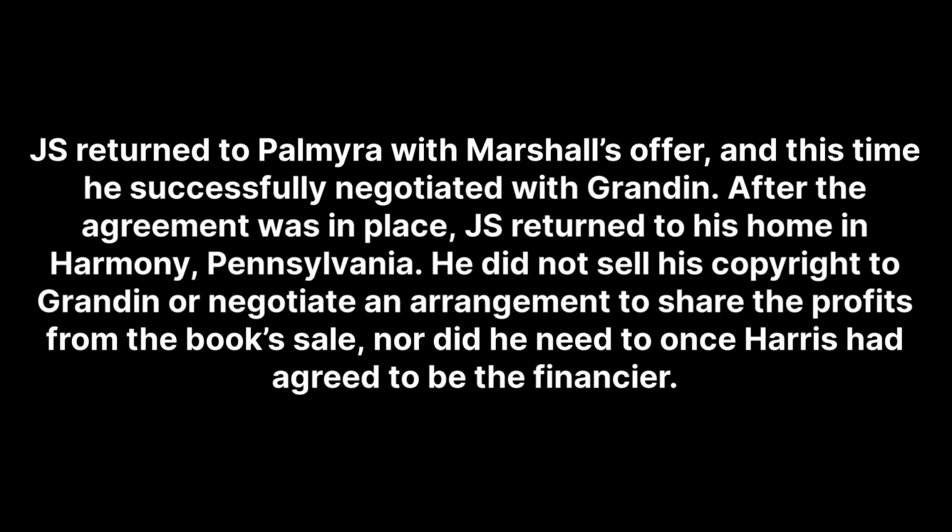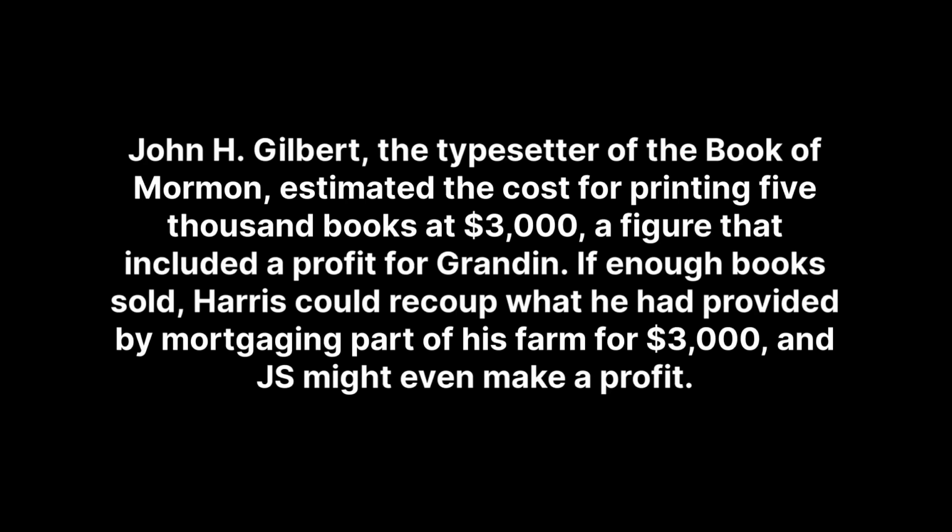He did not sell his copyright to Grandin or negotiate an agreement to share the profits from the book's sale, nor did he need to once Harris had agreed to be the financier. John H. Gilbert, the typesetter of the Book of Mormon, estimated the cost for printing 5,000 books at $3,000. That's where we get that number from, is John H. Gilbert's estimation. A figure that included a profit for Grandin. If enough books sold, Harris could recoup what he had provided by mortgaging part of his farm for $3,000, and Joseph Smith might even make a profit.